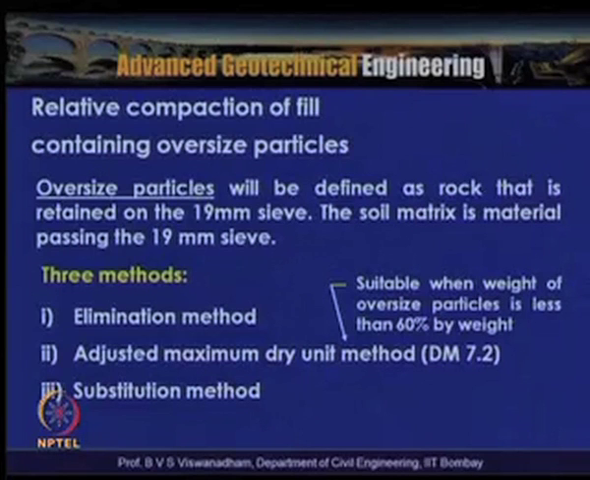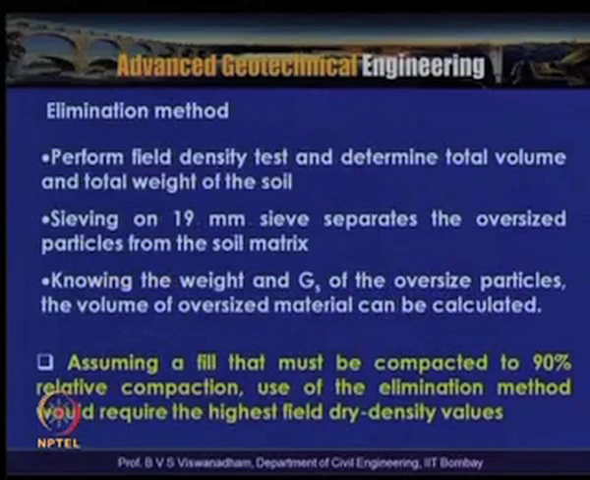Both the adjustable maximum dry unit weight method and the substitution method are close enough to account for the corrections which are actually possible because of the presence of the oversized particles. So, this elimination method involves performing the field density test and determining the total volume and total weight of the soil. Sieving on a 19 mm sieve separates the oversized particles from the soil matrix.